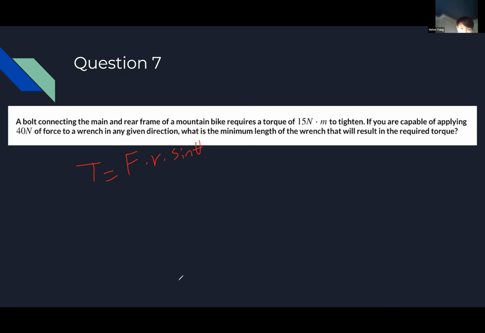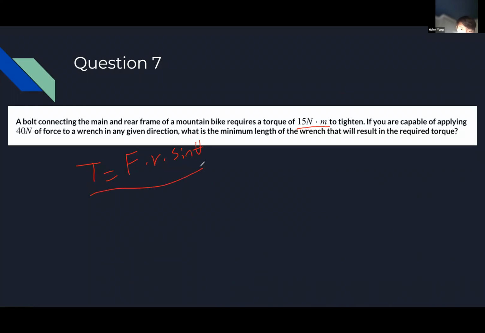Okay, so this question says a bolt connecting the main and rear frame of a mountain bike requires a torque of 15 newton meters to tighten. If you are capable of applying 40 newtons of force to a wrench in any given direction, what is the minimum length of the wrench that will result in the required torque?